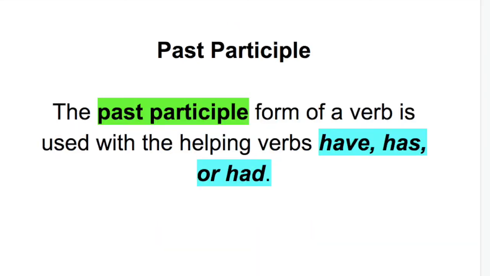All right, so now let's talk about past participle because that's not really something that we've put a lot of focus on. We use it all the time, but we've never really talked about it. So let's look at the definition of past participle. The past participle form of a verb is used with the helping verbs have, has, and had. So we've talked about helping verbs. Well, a past participle is the past tense of a verb with that helping verb before it. That's all it is.